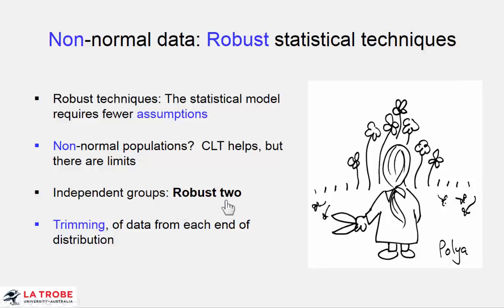And this ESCI page supports just one example of that for independent groups, and is based on trimming of data from each end of the distribution. So even if you've got very funny shaped tails or long tails or lots of outliers out there, well, if we trim them off, then we're left with much more tractable data perhaps. So let's turn to ESCI and see what Robust 2 offers.